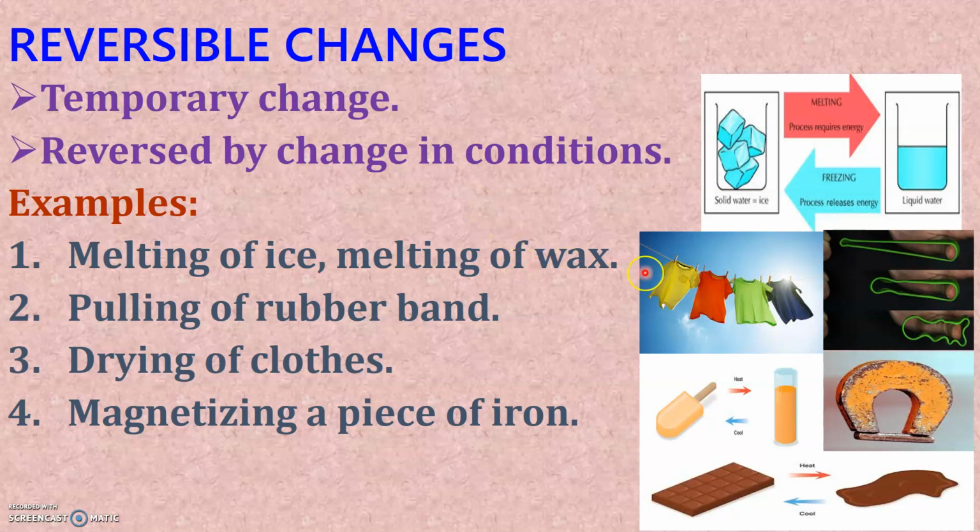Similarly, melting of wax, stretching of a rubber band, drying of clothes, melting of ice cream, melting of chocolate, magnetizing a piece of iron. A piece of iron on exposing to a magnetic field has got magnetic properties. If the magnetizing field is removed, then it demagnetizes. All these are examples of reversible changes.